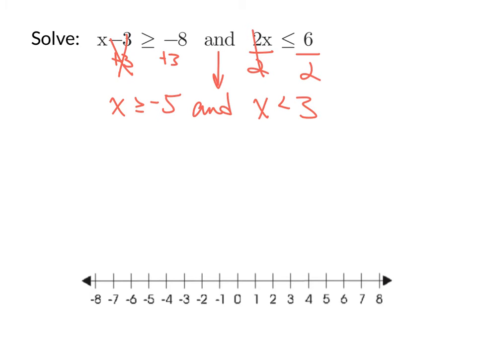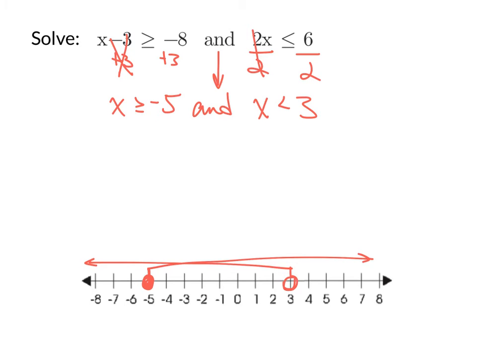So when we graph this, what we have is that x ≥ -5 means put a dot on -5 for the "equal to." And we're talking about all the numbers that are greater than -5. We also want all the numbers that are less than 3. So we're going to put a circle on 3 because it's not equal to 3, and all the numbers that are less than 3.